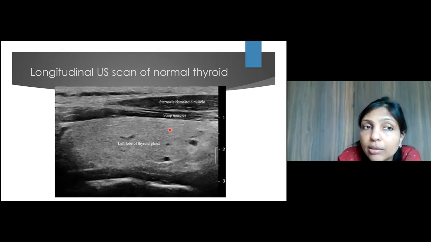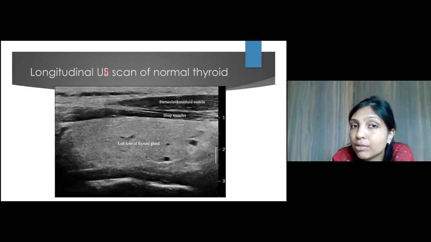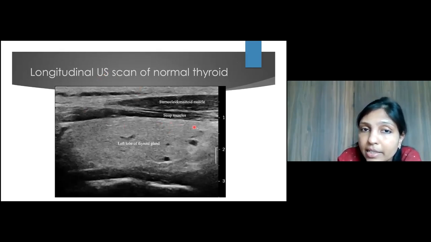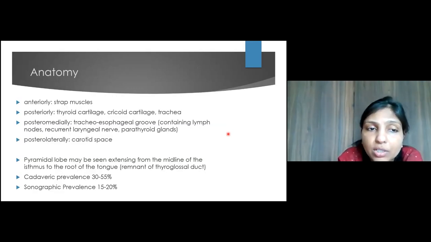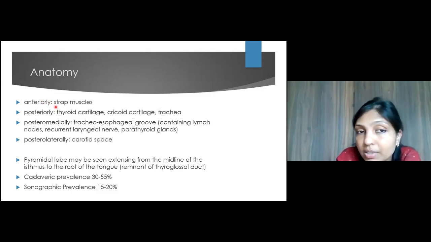And this is the longus colli muscle. When we do a longitudinal overview of the ultrasound image of the thyroid, again it is important to identify that these are the little tracheal rings here. This is the overlying sternocleidomastoid muscle, the strap muscles, and this is the left lobe of the thyroid gland, the superior pole being here and the inferior pole being here. As I mentioned already, anteriorly we have the strap muscles, posteriorly we have the thyroid cartilage, the cricoid cartilage and the trachea.